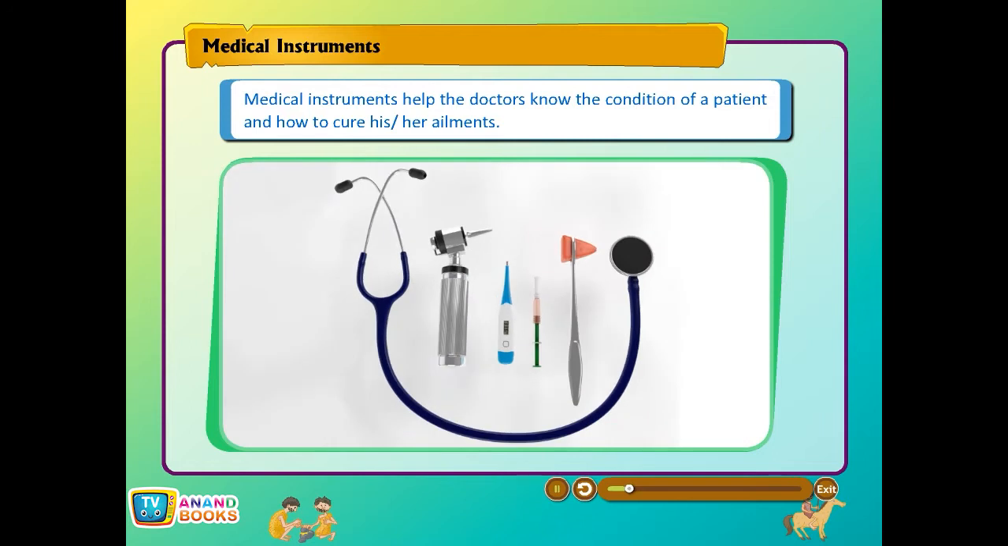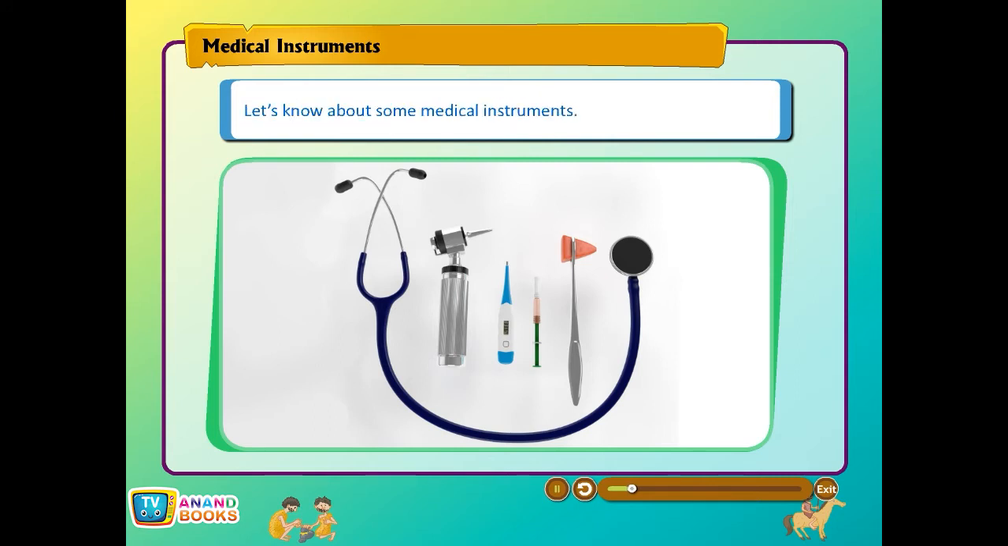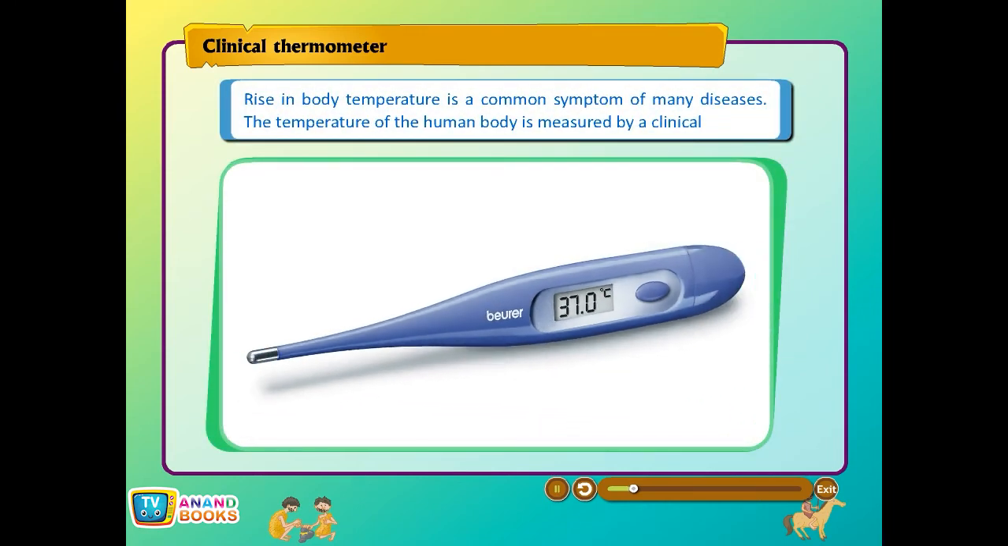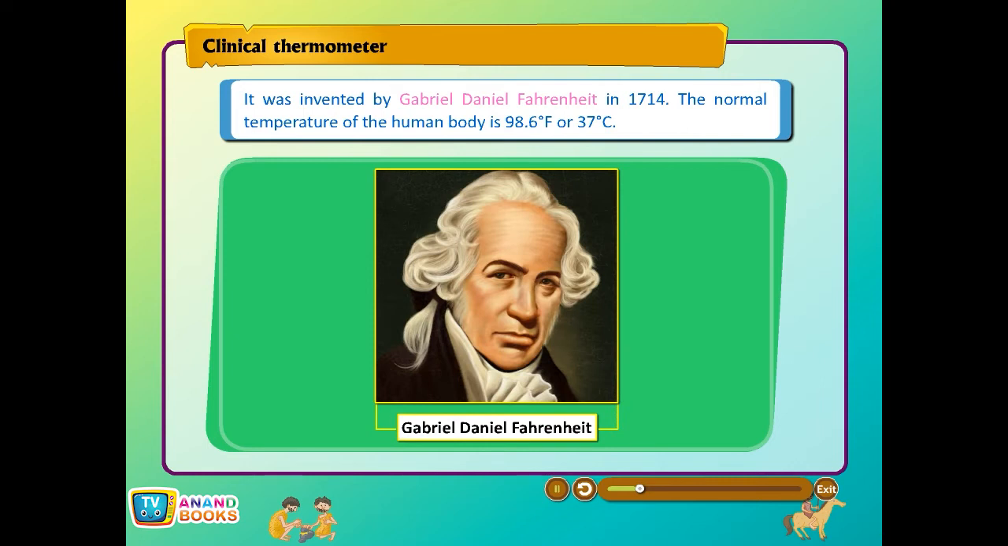Medical instruments. Medical instruments help the doctors know the condition of a patient and how to cure his or her ailments. Let's know about some medical instruments. Clinical thermometer. Rise in body temperature is a common symptom of many diseases. The temperature of the human body is measured by a clinical thermometer. It measures the temperature in degrees Fahrenheit, °F, or degrees Celsius, °C. It was invented by Gabriel Daniel Fahrenheit in 1714.